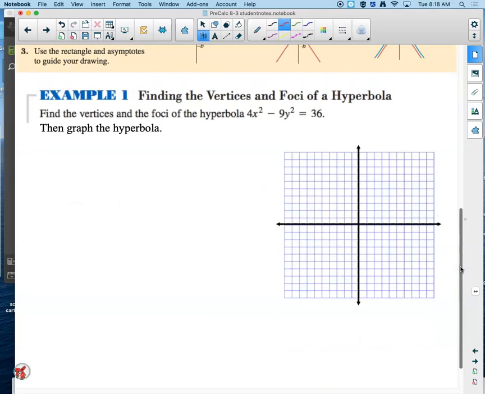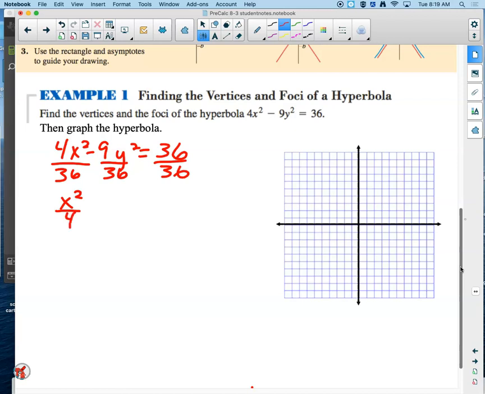Now, we have, find the vertices and the foci of the hyperbola 4x squared minus 9y squared equals 36. So, I think we've done enough of this with ellipses that you can probably tell me what we have to do to make that look like it's in standard form. What do we do? Divide every term by 36. And of course we do a little reducing as we go through there.